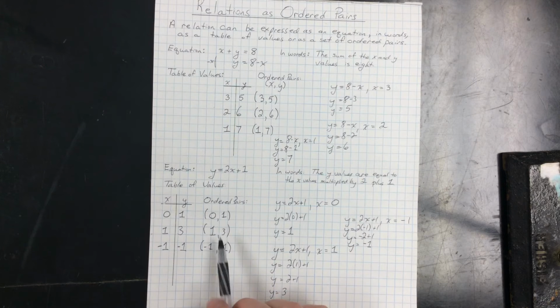So in later lessons we'll go through and we'll put these on a graph. We'll put these on the Cartesian plane and graph them out with a line. We'll find out the pattern, and in each of these cases it's going to be a straight line.